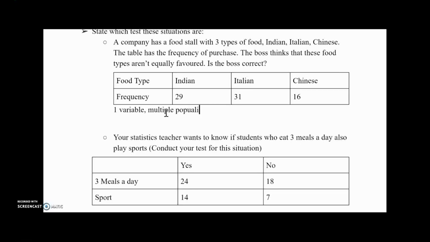If you remember that from above, that refers to a chi-squared test of homogeneity. Hopefully I spelled that right.